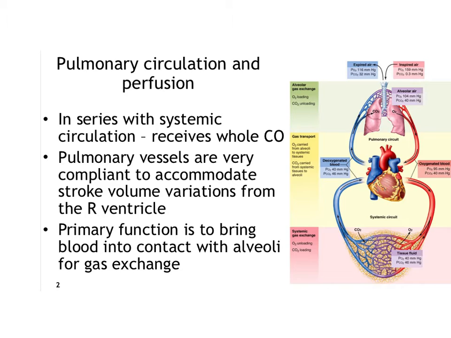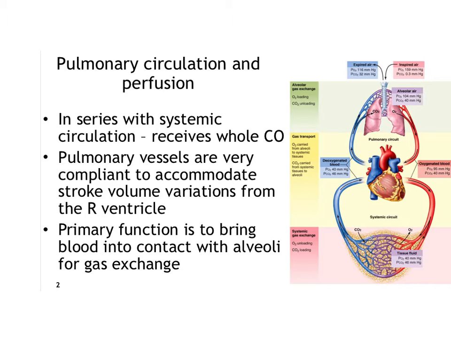When we're looking at pulmonary circulation and perfusion, we have to realize that pulmonary circulation is a completed circuit with that of systemic circulation. The whole cardiac output is going to be circulated through the system each time. And these pulmonary vessels have to be very compliant. In other words, they have to be able to expand a lot. Remember, anytime we're talking about compliance, we're talking about distensibility in essence, especially related to the lungs.